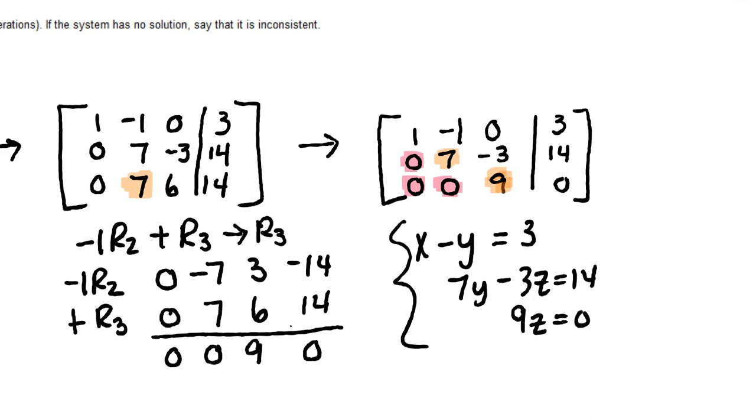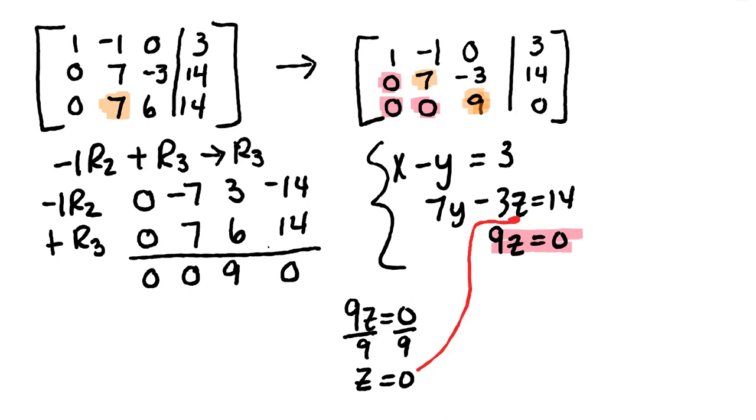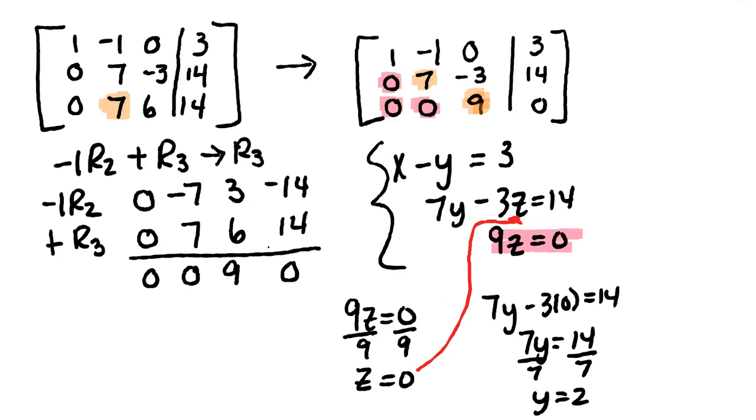So with this system, we can solve this equation by first solving the last one. So the last equation is 9z equals 0. Divide by 9 and z equals 0. That allows you to substitute into the second equation: 7y minus 3 times 0 equals 14. That's 7y equals 14. Divide by 7 and y equals 2.